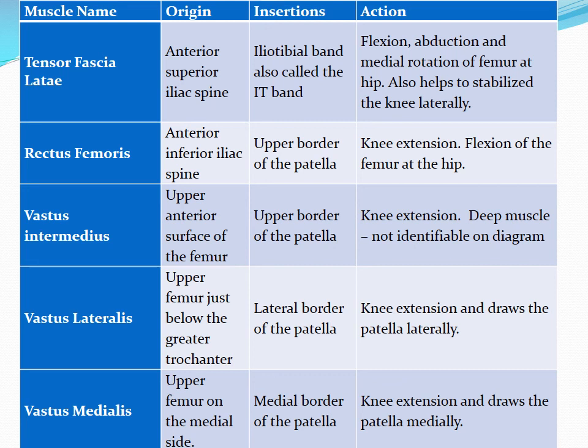So vastus medialis is that quadricep bulge that you see on the medial side of your leg. Vastus lateralis is the bulge on the lateral side. Intermedius is underneath the rectus femoris. All of them are going to go to that quadriceps tendon and attach to the patella, and they will all extend the knee. They will all do knee extension. The vastus medialis will pull the knee slightly medially. Vastus lateralis will pull it slightly laterally, but they will all extend it.